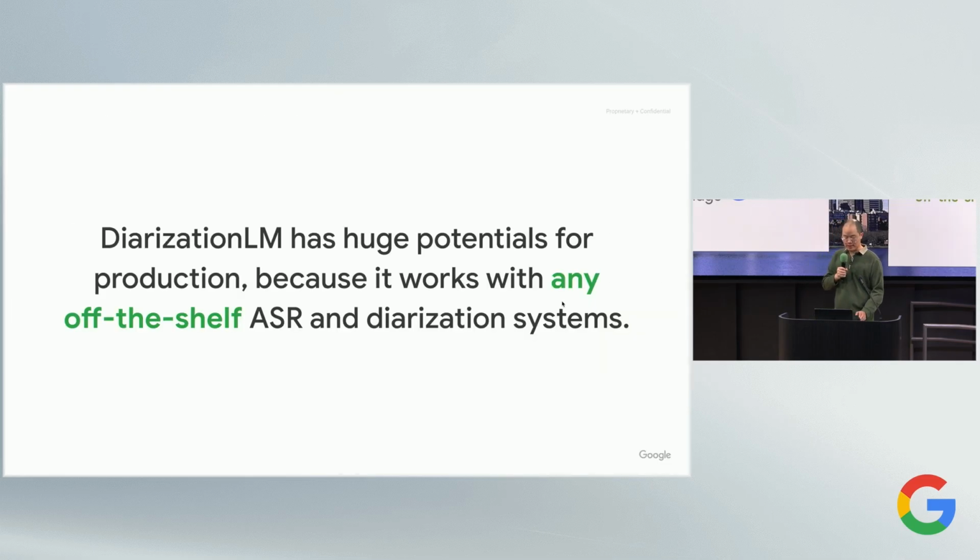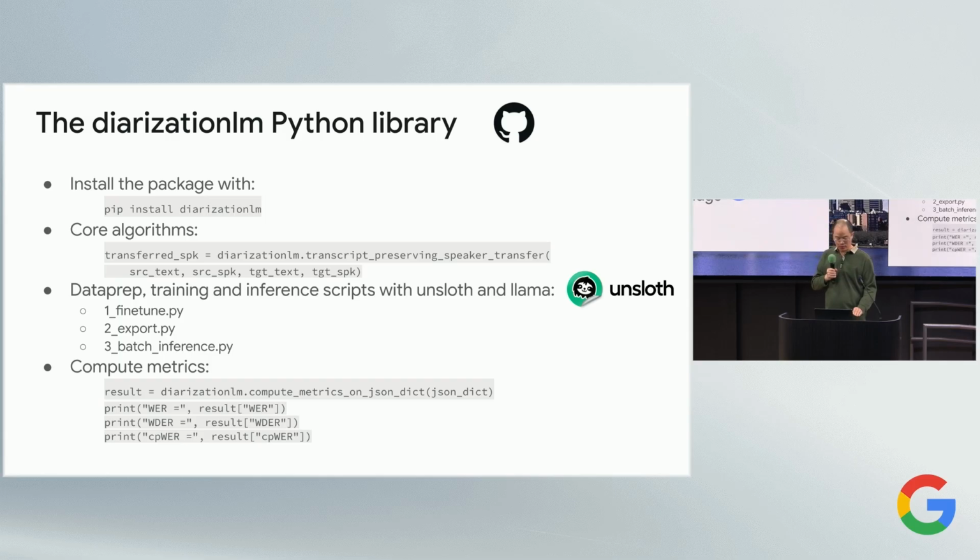Okay, so we are excited about diarization LLM, not just because we are seeing a huge improvement. It also has huge potential for production because it works with any off-the-shelf ASR and diarization systems. We don't have to change anything in the existing ASR model or existing diarization model. We just fine-tune diarization LLM as a post-processing step and plug it into the existing production system, and that will just work.